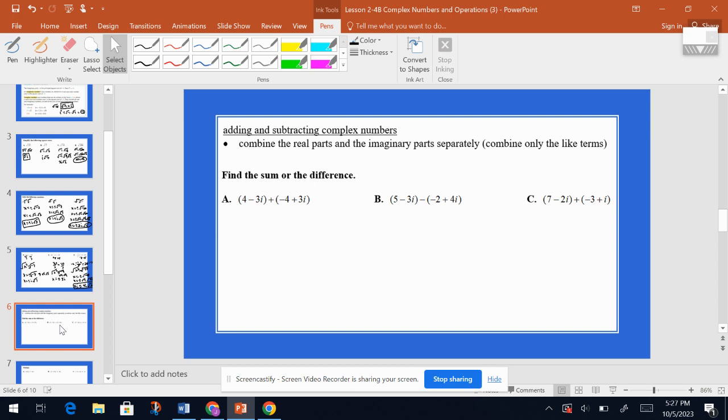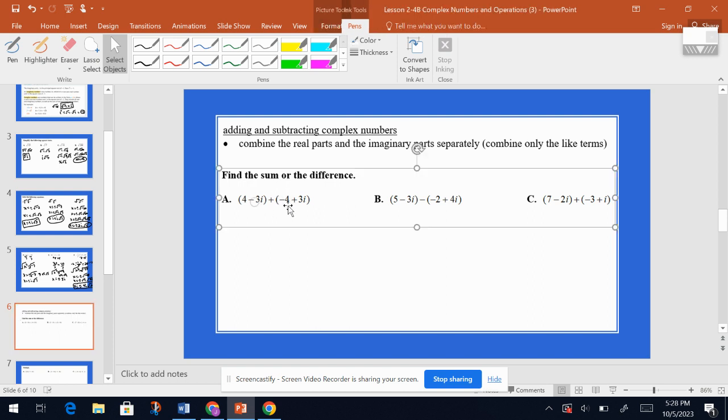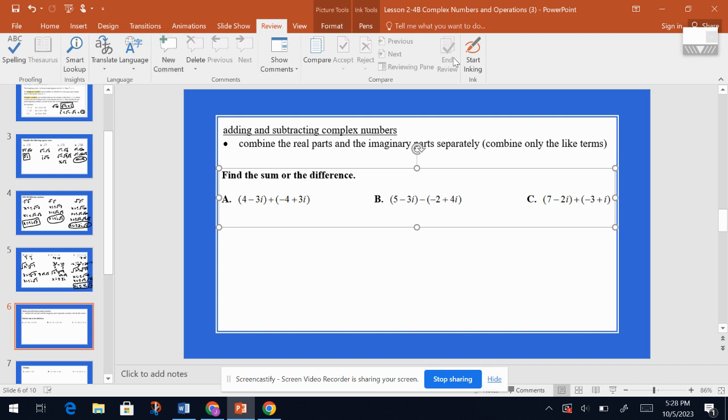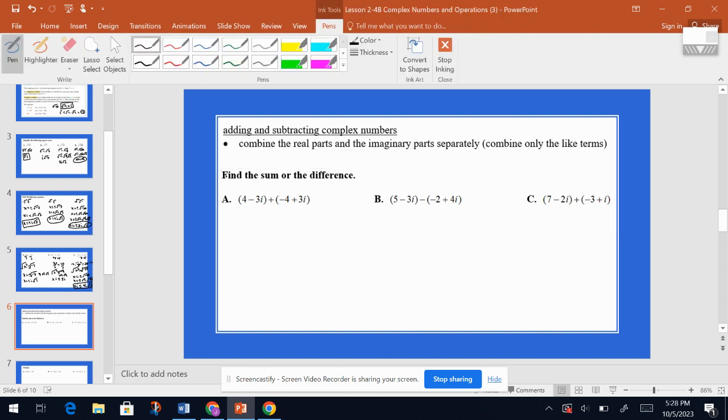All right. The second part of this lesson is adding and subtracting complex numbers. I'm going to show you two different ways to do this. The first way is by hand. We literally treat these just like they are like terms. So as we go through these problems, we're going to treat real numbers with real numbers and imaginary parts with imaginary parts. I'm also going to show you how to use a calculator.